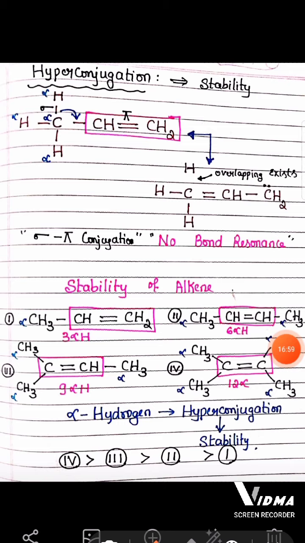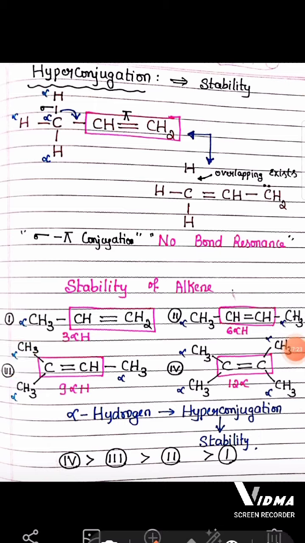So the alpha hydrogen's carbon-hydrogen sigma bond shifts between these two carbon atoms. In order to maintain stability, pi electrons are going to shift to this carbon atom. Because of that, you can find a double bond between these two carbon atoms, and one lone pair of electrons on this carbon atom. Such a structure is considered as hyperconjugation.